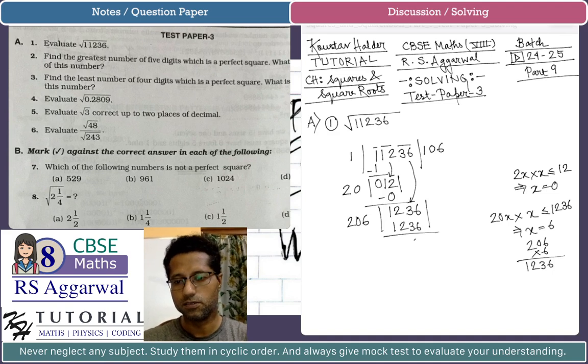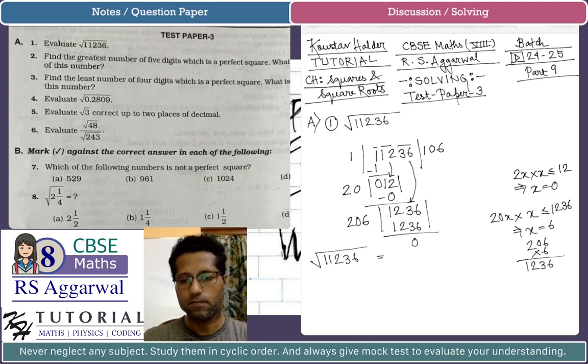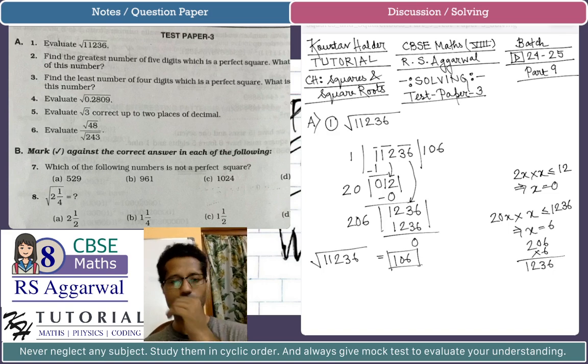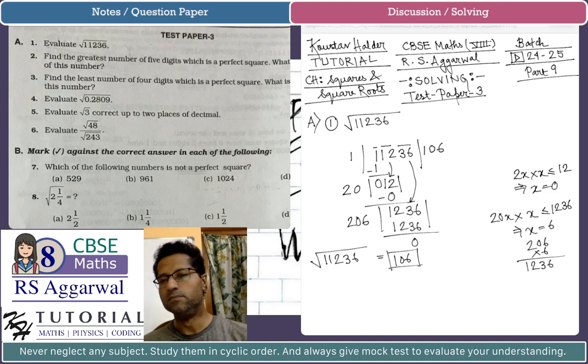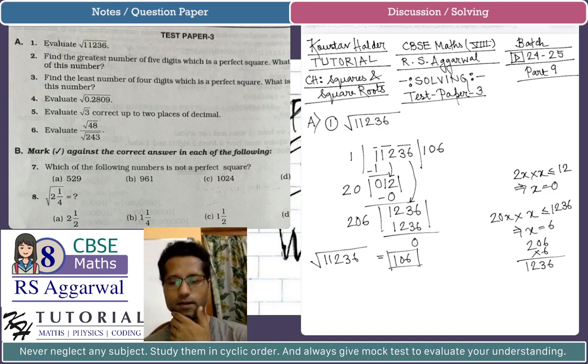The remainder is 0, and there are no more periods. So the square root of 11236 is equal to 106. 106 is the square root of the given number. Okay. So while I am solving the problem, I will pause for a few seconds so that you can take a screenshot of the solution if you think it will be beneficial to you as future reference.